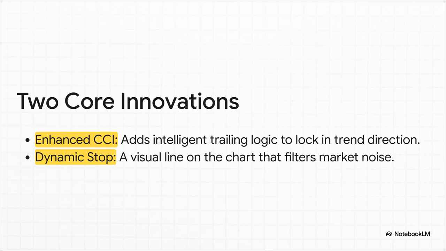So you're probably wondering, how does it actually do that? Well, it's not magic. It really comes down to 2 key innovations. First, it takes the standard CCI indicator and supercharges it with some really intelligent trailing logic. This helps smooth out the signal so you're not getting faked out by every little price twitch. And second, and this is where it gets really cool, it plots a dynamic line right on your price chart. Think of this line as your noise-canceling headphones for the market. It only changes color, it only changes direction, when the momentum has genuinely shifted. It cuts right through all that noise.